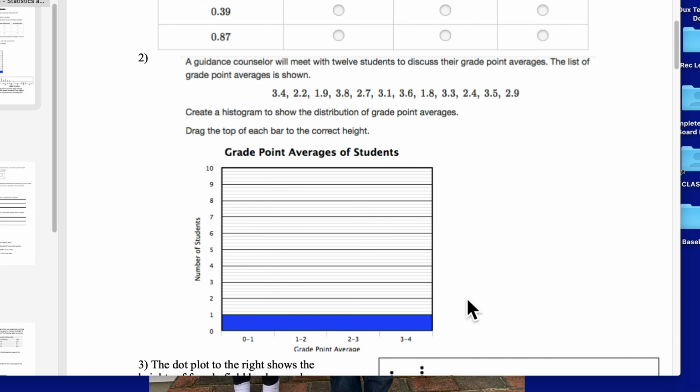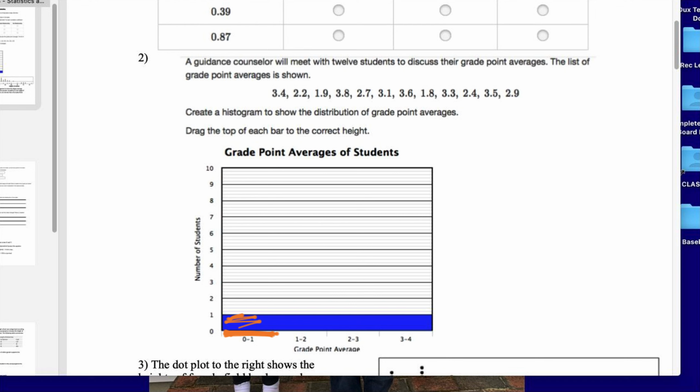A lot of you got it right, but basically the number of students here just correlates to how many of the data points fall within these windows. These are kids' GPAs, and it's how many kids have GPAs between 0 and 1. On the MCAS, you had to drag this down. There's nobody with a 0 to 1 GPA, so you would have to drag this down to 0.